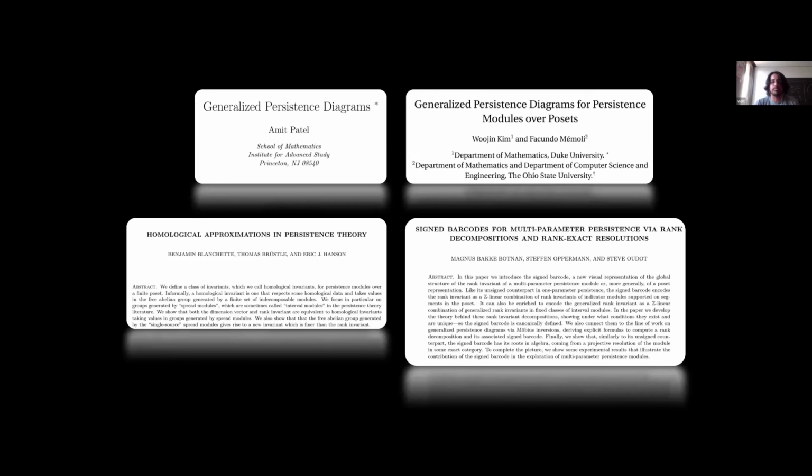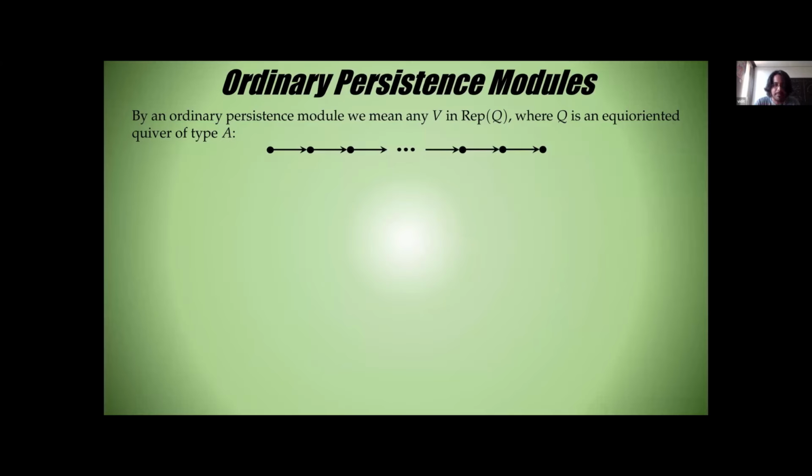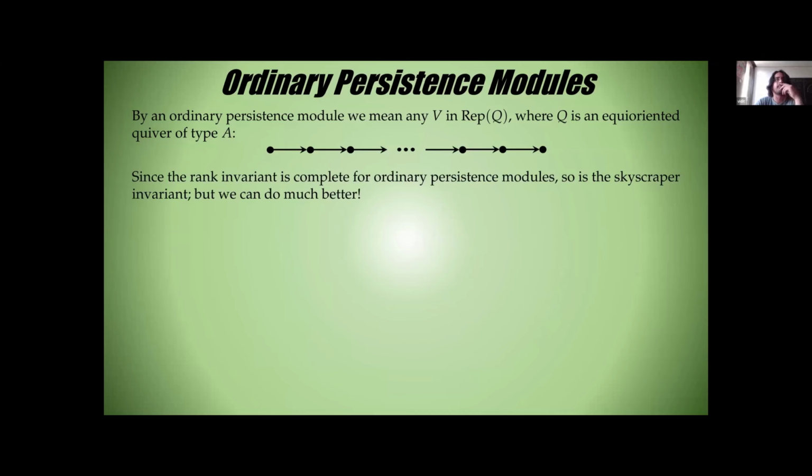Okay, so what are these good for? Let's take baby steps. For ordinary persistence modules, which are representations of type A quivers, what can we say about them? We can say that the rank invariant is complete, so this skyscraper invariant is good too, but we can do much better than the skyscraper invariant.